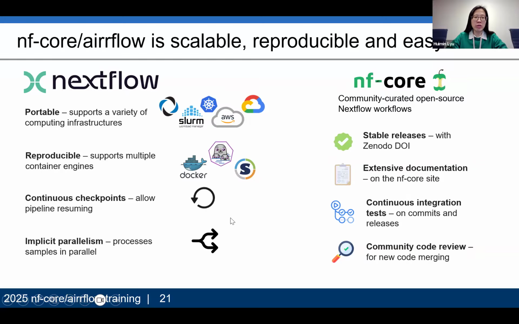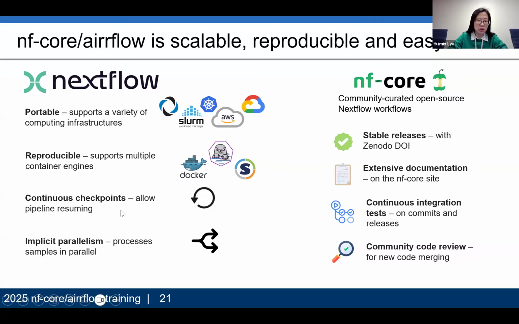So nf-core airflow is written with Nextflow. Nextflow is a system for pipelines. It is portable because it supports a variety of computing infrastructures. You can run it on your own laptop or on HPC or on cloud, and it is reproducible, and it supports multiple container engines like Docker or Singularity or others.